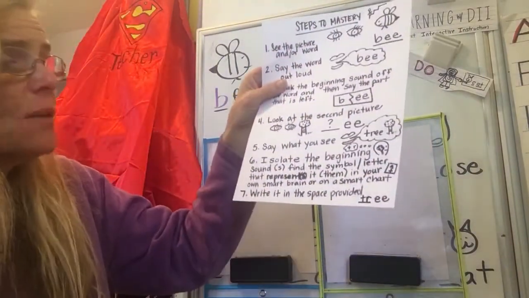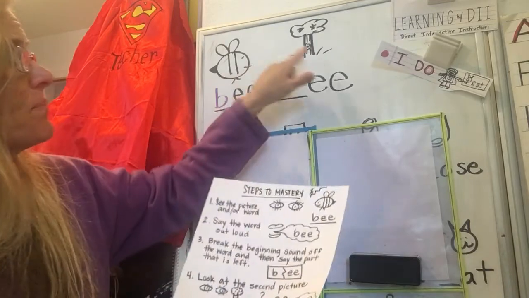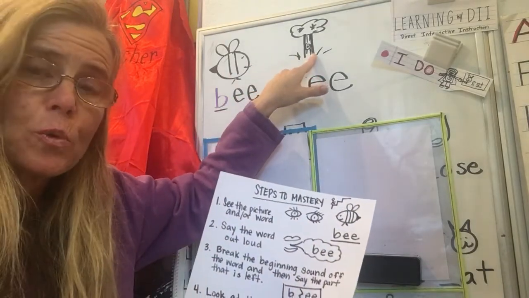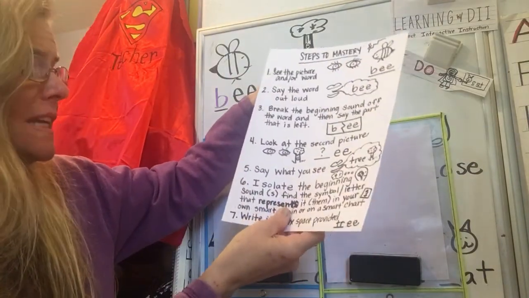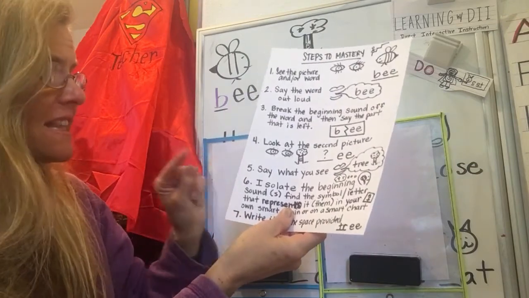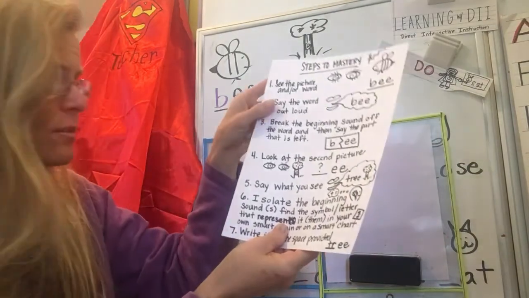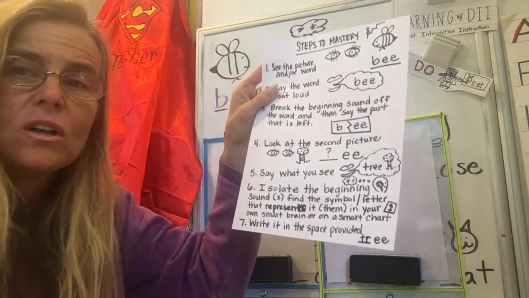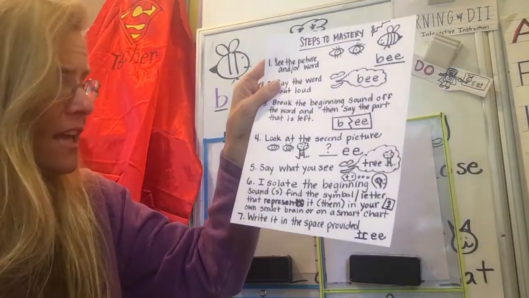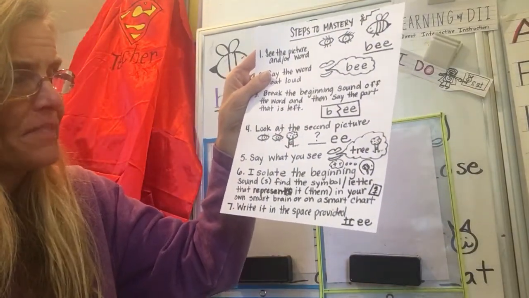E. And we're going to say what we see. Here is a tree. Tree. We're going to isolate the beginning sound or sounds and find the symbol or symbols, letters that represent them.